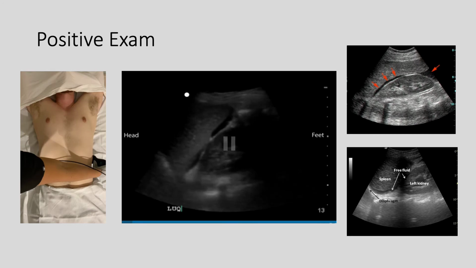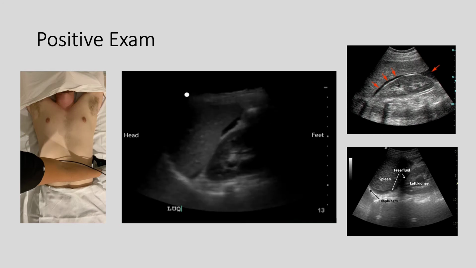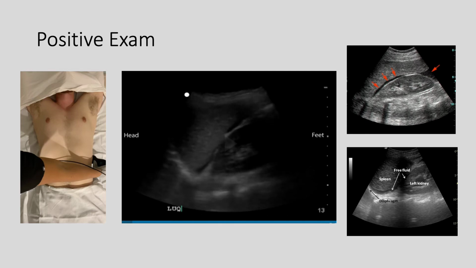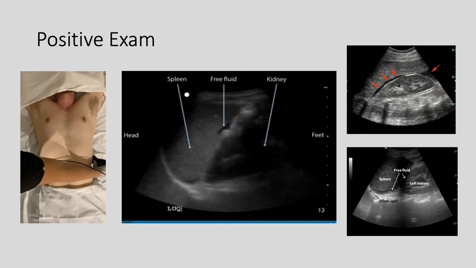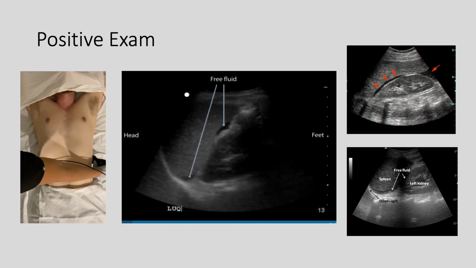One must obtain a very posterior view in order to visualize the spleen and kidney coming in contact with each other. Both the spleen and the kidney should be seen on the screen at the same time, and avoid imaging the stomach. What we are seeing in the recording here is a positive left upper quadrant view.